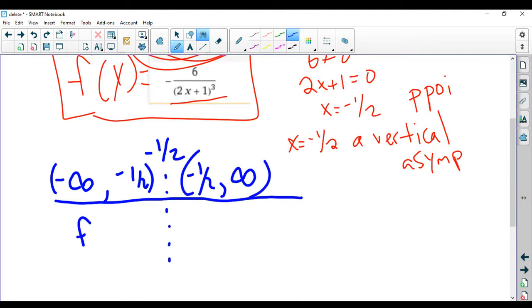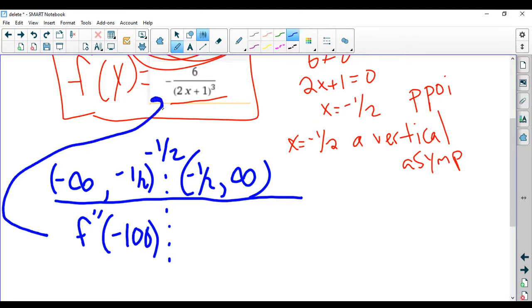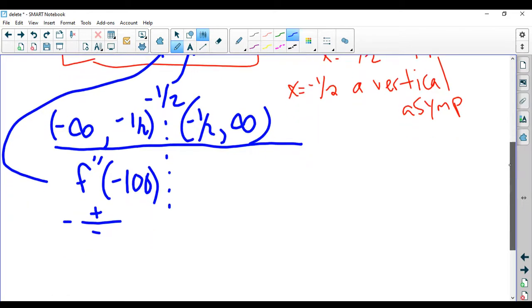The second derivative at some place in this interval, say you can use any number, negative 100. If you plug that into the second derivative, notice the second derivative is negative right here. So this is negative. 6 is always positive. Over, if you plug in a negative 100 here, you're going to get a negative number cubed, which is negative. So you get a positive over negative, which is a negative times a negative, which is positive. Negative, negative, which means we're concave up in this interval.